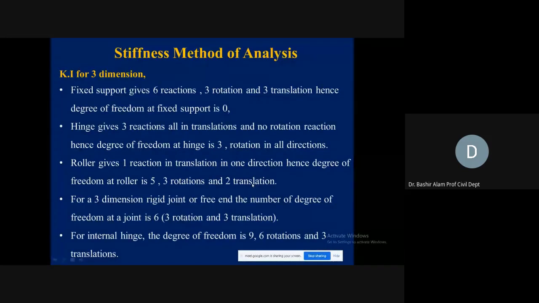For a three-dimensional rigid joint or free joint, again, we have 6 degrees of kinematic indeterminacy, and those will be 3 rotations and 3 translations. For an internal hinge, the degree of freedom is now becoming 9, and it will be 6 rotations and 3 translations.